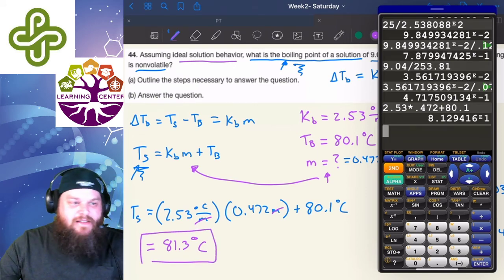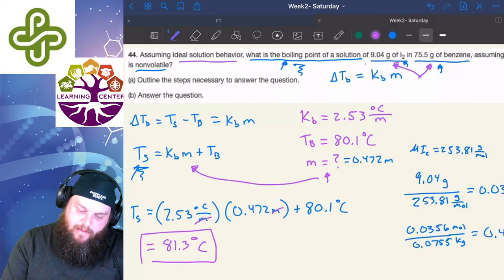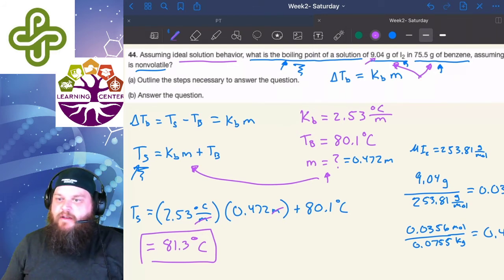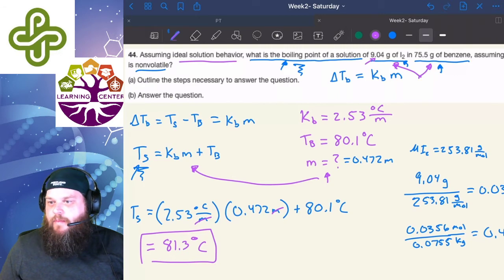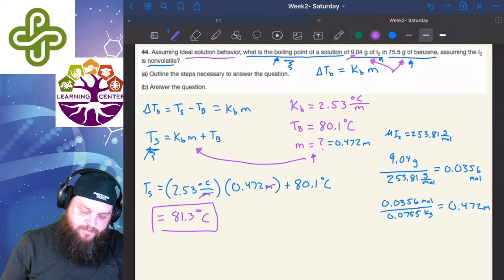And you see that's slightly higher than what we had before. So putting a little bit of I2 into the benzene increased the boiling point of the solution by, would it be 1.2 degrees Celsius. So that's both part A and part B of that problem.